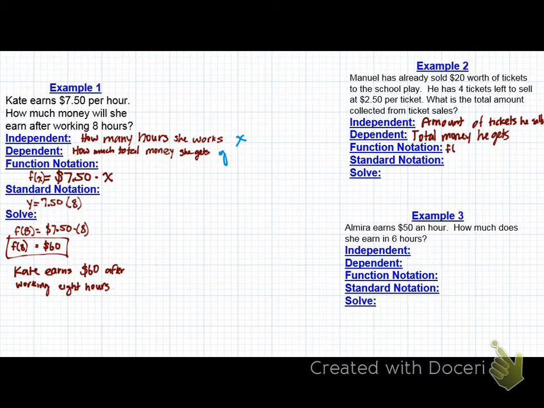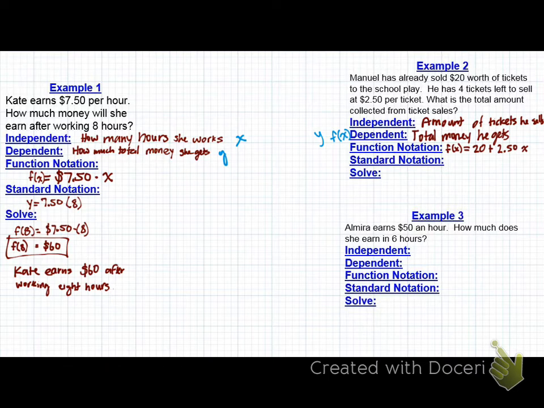We're going to start with f of x. And remember, that's our dependent variable. So it could be f of x or y could be your dependent variable. What's that? F of x is equal to $20. He already has $20, right? And he's going to sell tickets at $2.50 each. We don't know how many he's going to sell. The question is asking for 4, but we need to set up an equation. So this function represents that, right?